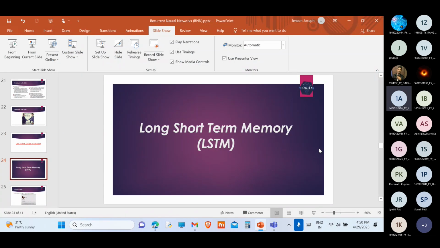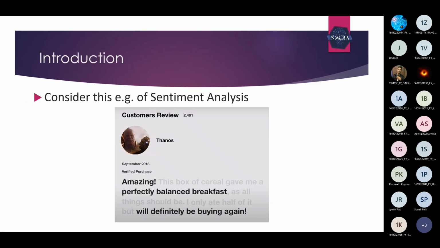Okay, so the next thing which you're going to see is LSTMs, long short-term memory. Screen is visible, right? Yes. So consider this example. Say you have to do sentiment analysis. You have a comment, say: amazing, this box of cereal gave me a perfectly balanced breakfast, dot dot dot, and will definitely be buying again.